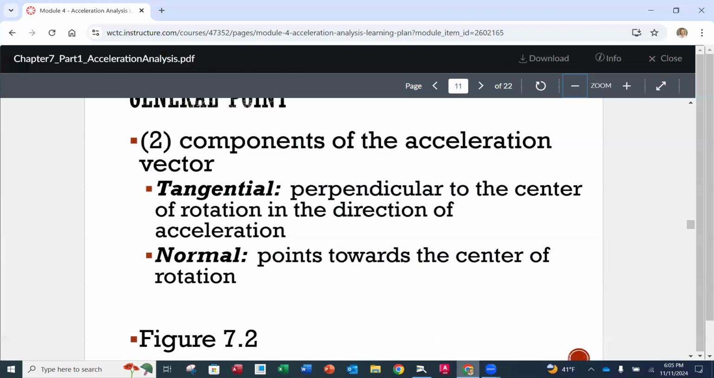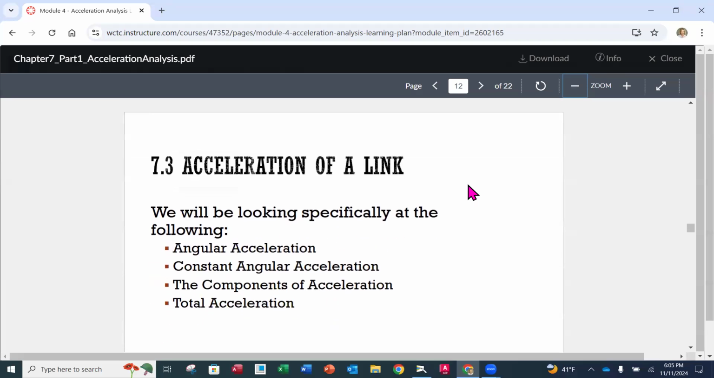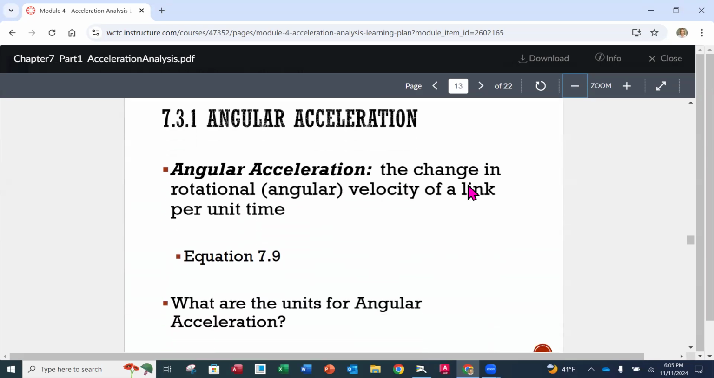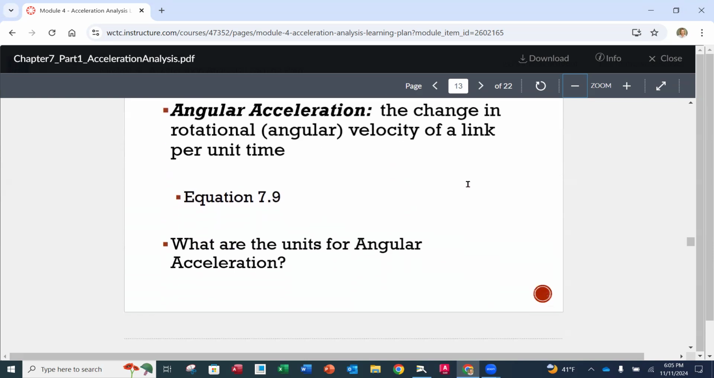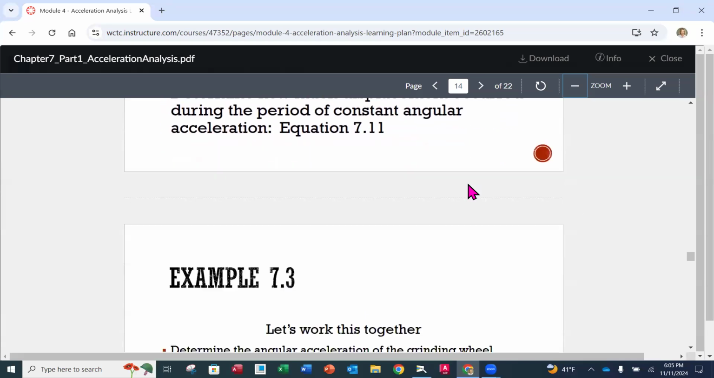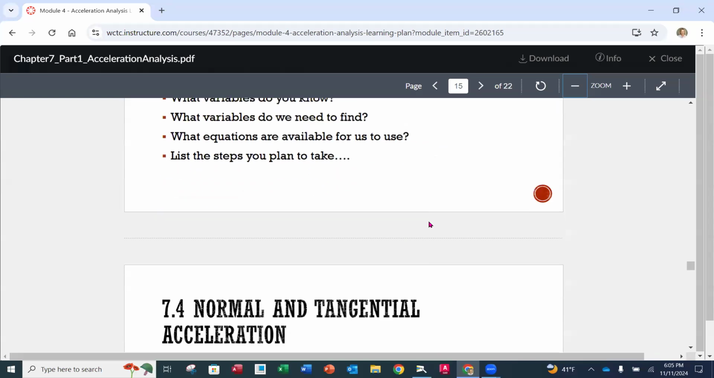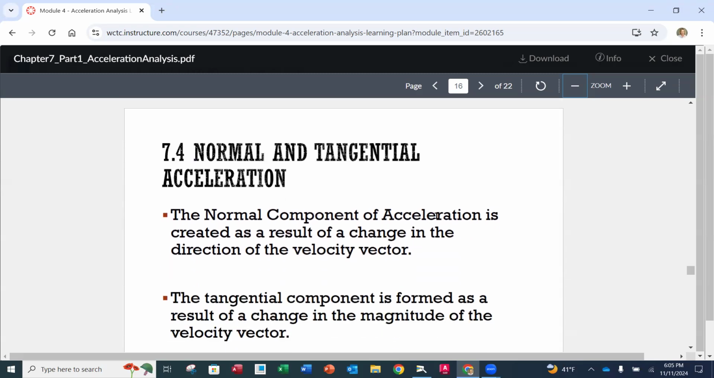We're going to go back to our PowerPoint presentation, and I'm just going to catch us up to where we are at. So we did acceleration of a link. We did equation 7-9 units for angular acceleration. We then did example 7-3. Okay, so we did this one together already. So we've already gotten all the way over here.